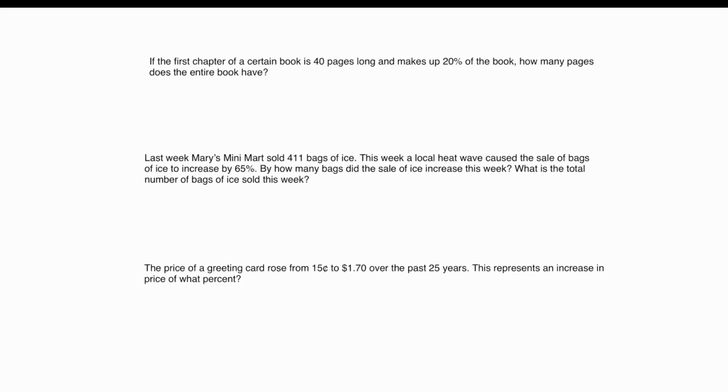Let's look at the next example. If the first chapter of a certain book is 40 pages long and it makes up 20% of the book, then how many pages does the entire book have? I'm going to put my formula here, part equals percent as a decimal times the whole.